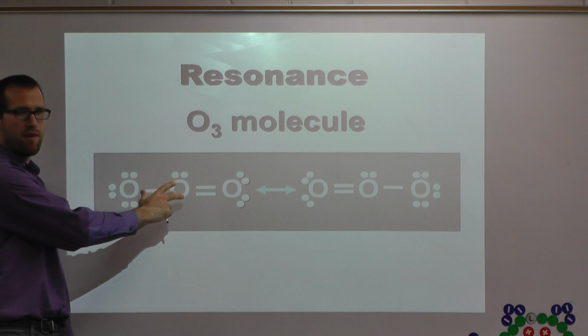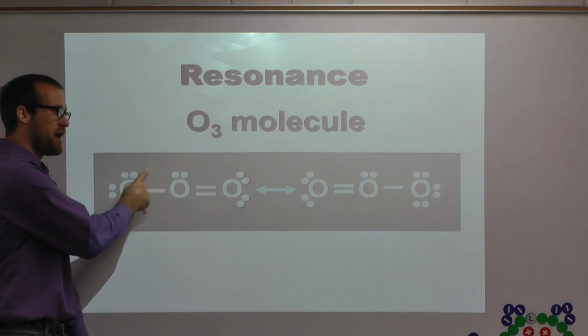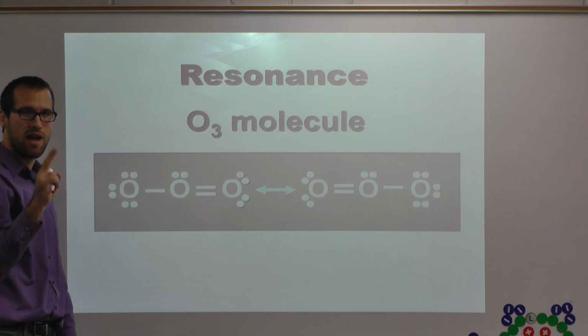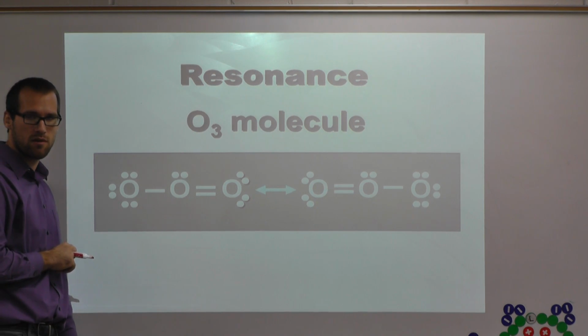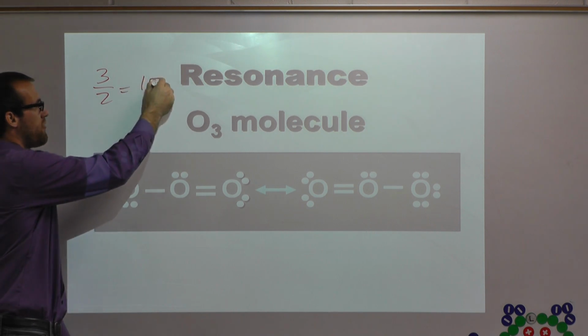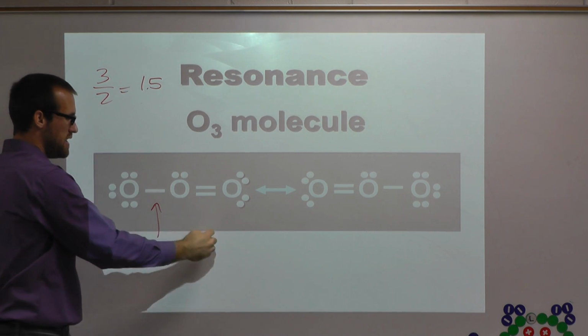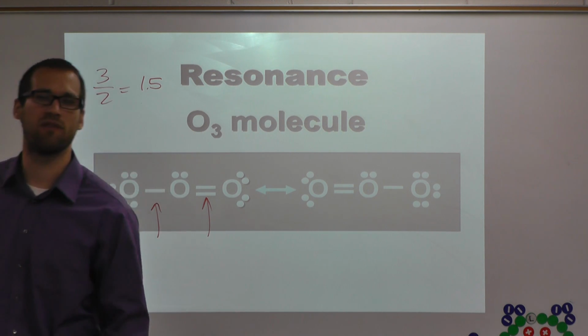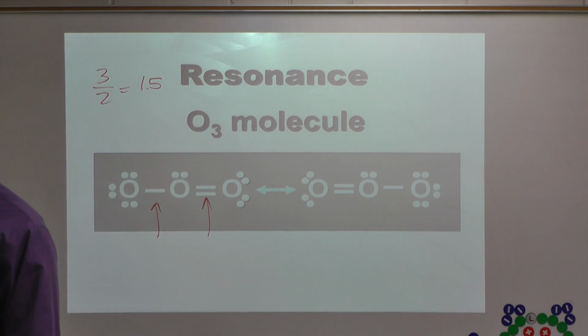Do you guys understand what I mean when I say here's a bond region, here's a bond region? Two bond regions. How many bonds? 3. So 3 over 2 would be 1.5. Technically, these bonds are really not a single and a double bond. They're two 1.5 bonds. When you experimentally look at this, their bond length and bond energies are halfway in between a double bond and a single bond.